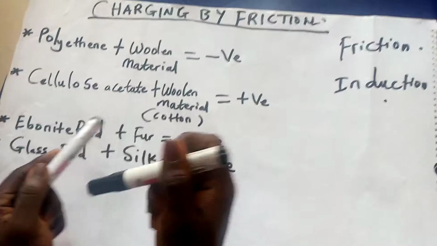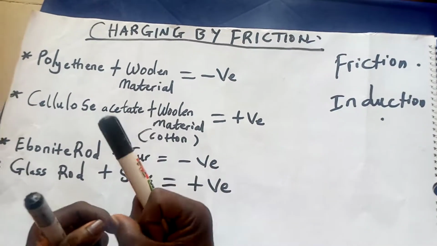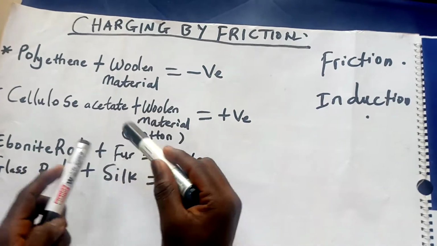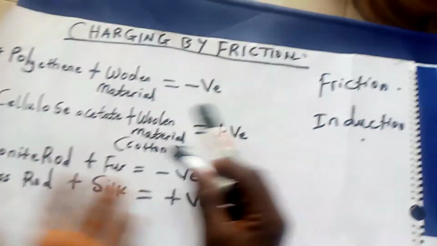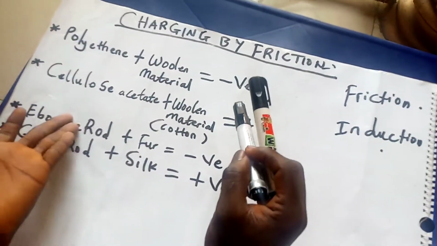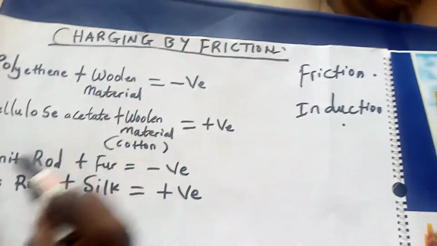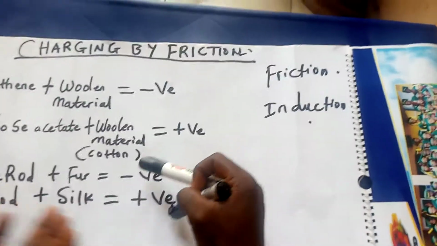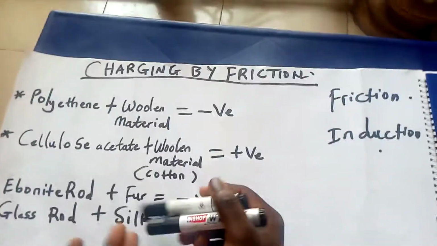Yes. When you rub an ebonite rod, that's a plastic rod. When you hear ebonite rod, it means a plastic rod. When you rub it against a foil, we are having a negative charge. Now, who is having the negative charge? It is the ebonite rod, while the foil becomes positively charged. The glass rod and silk, who is having the positive charge? It is the glass rod, while the silk gains what? A negative charge.